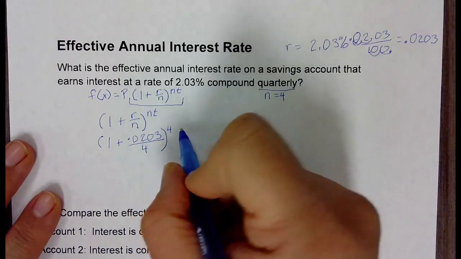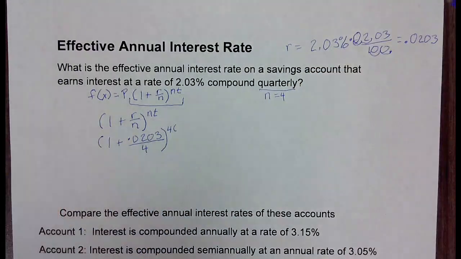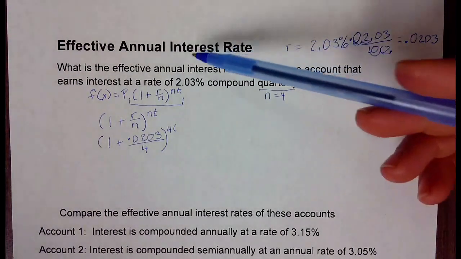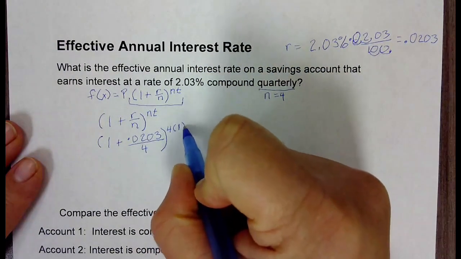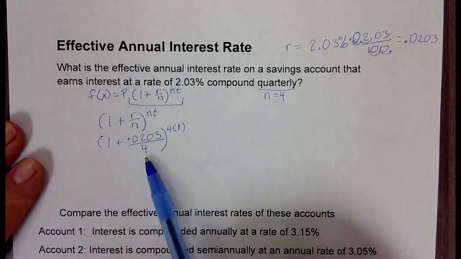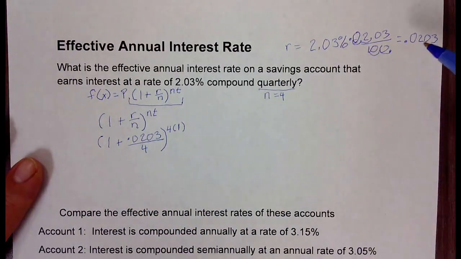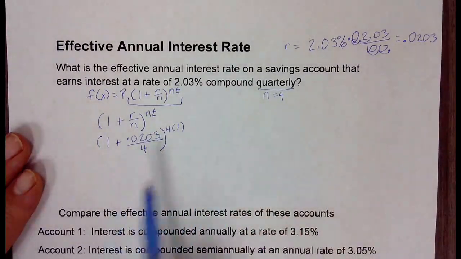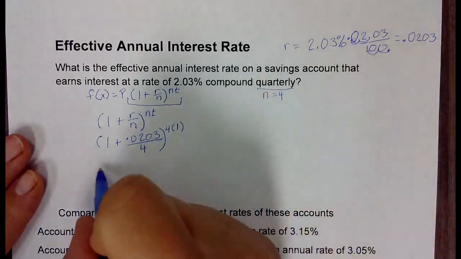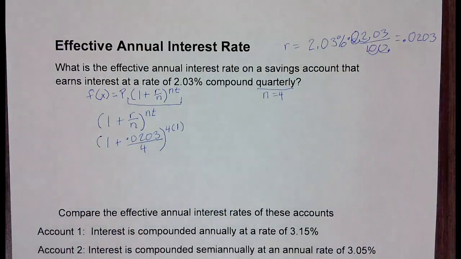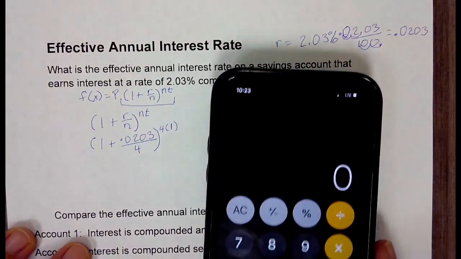And now I'm thinking about the effective annual interest rate. So for 1 year, that would be annual. So that's just 1 year. I want to think about, what if n was 1 instead of 4? So in order to do that, I'm going to calculate this out and simplify this. I'm going to use my order of operations. And I'm going to use my calculator.